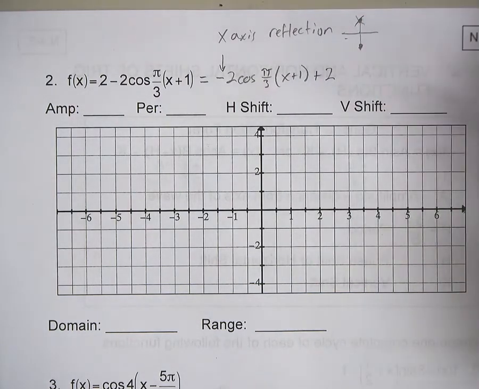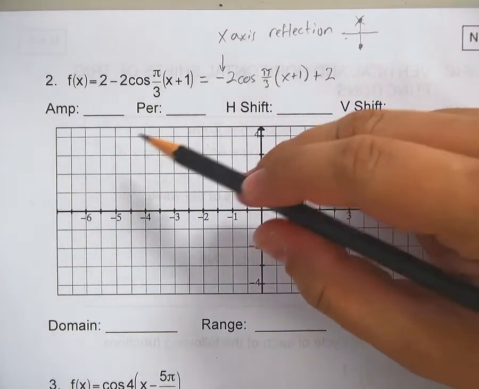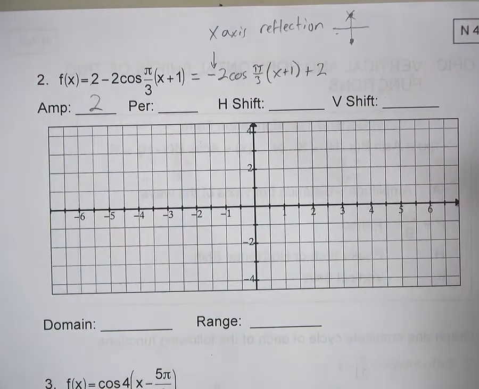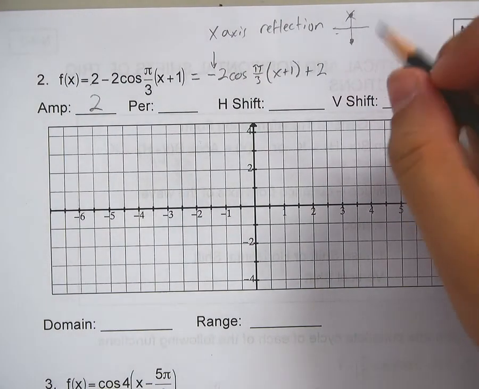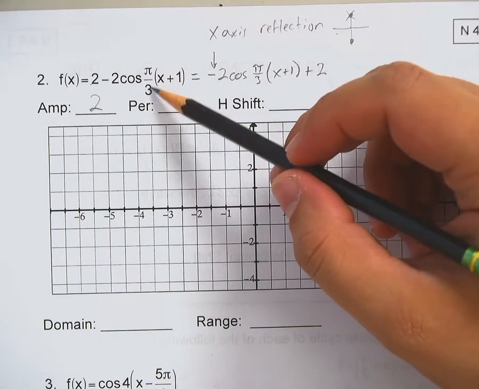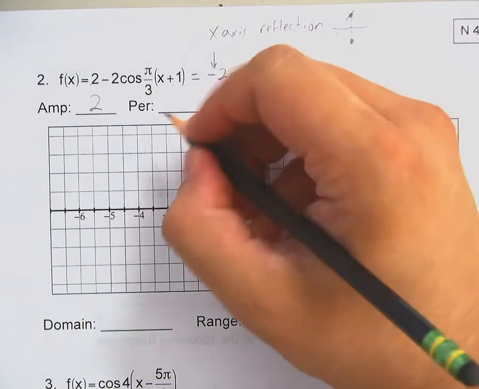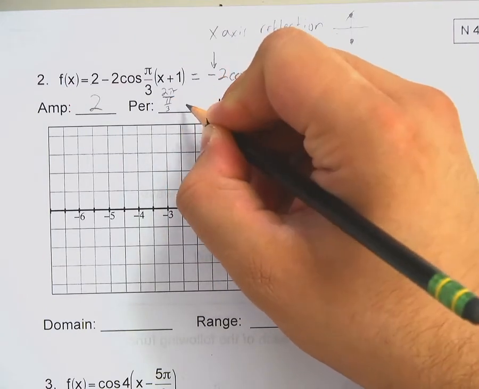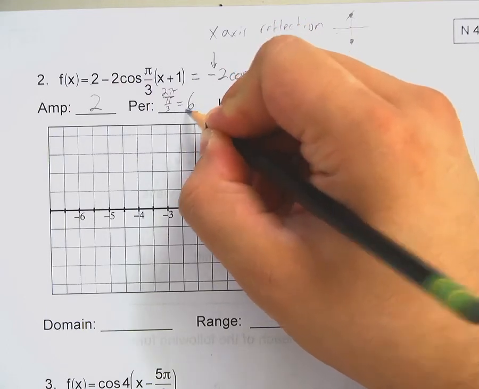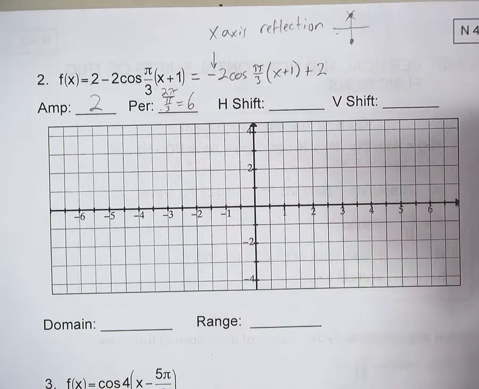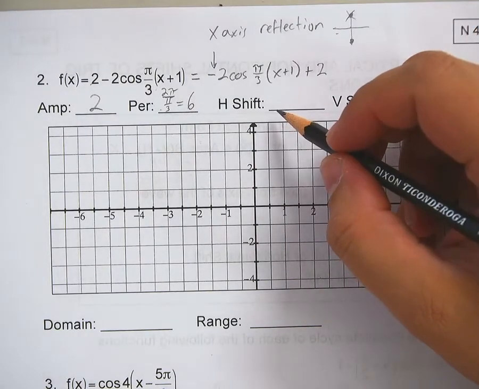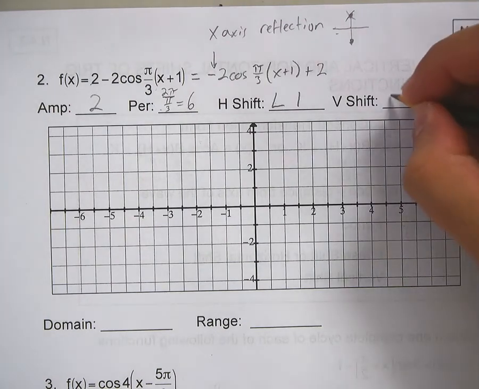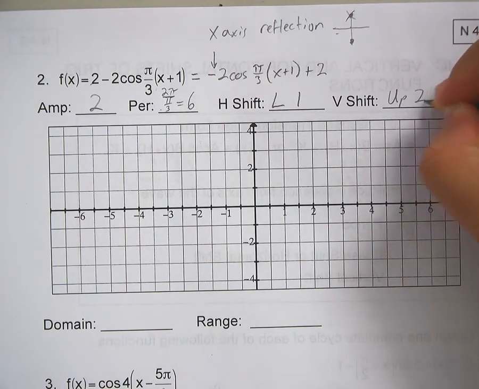Okay? Let's go ahead and do some of this stuff real quick. My amplitude is the number in front of cosine, so that's a 2. Remember, it's always positive. Amplitude is always absolute value. Period, the number in between cosine and the parentheses is pi over 3. So that's kind of like saying 2 pi over pi over 3. Simplify that down and you get 6. Right? Multiply by 3, divide your pi's out. Horizontal shift, again, this is left 1. Vertical shift is up 2.